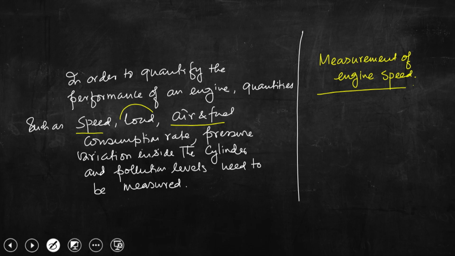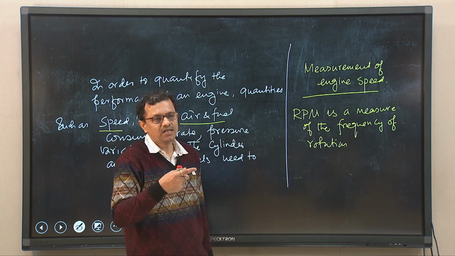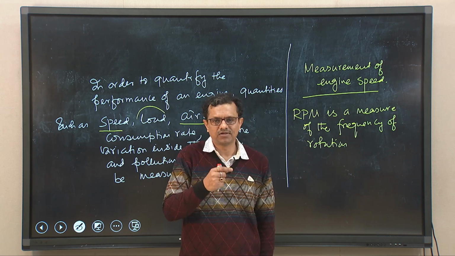shaft. Okay. So, that we know that RPM is a measure of the frequency of rotation, right. RPM is a measure of the frequency of rotation, because we need to know the speed. So, speed of the mechanical component, that is output shaft of the engine.